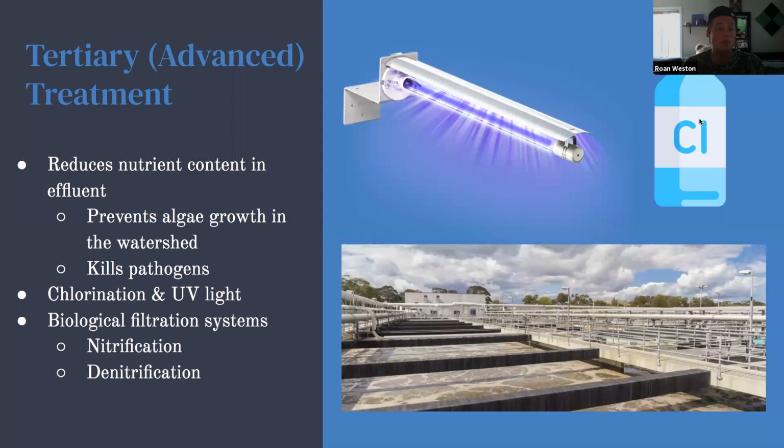Tertiary treatment, also known as advanced treatment, is not always used in water treatment facilities. The main goal is if you're going to pump the water into a place like a river or a lake, you can't have some of these nutrient-rich components in the water. And also if you're going to drink the water, you have to make sure that you kill all of the pathogens that could possibly be in your effluent solution. So the first two processes that we're going to talk about are chlorination and a UV light system. All right.